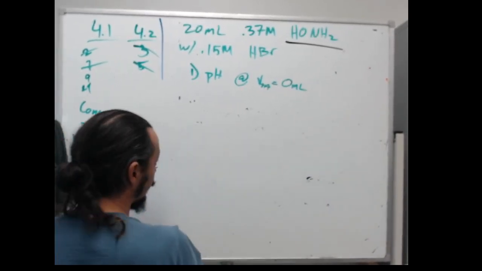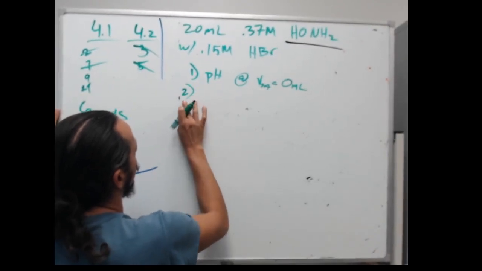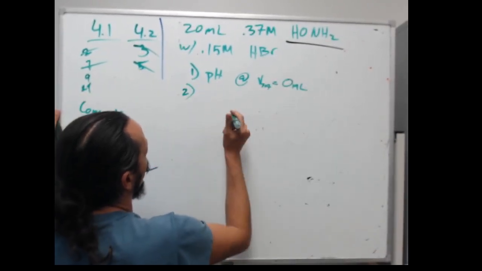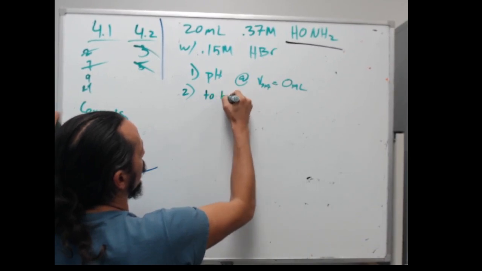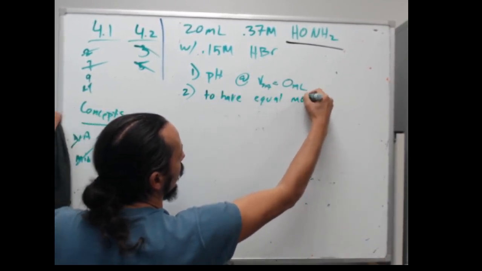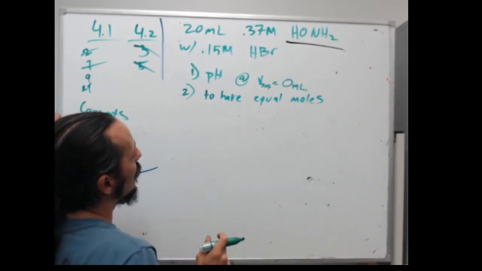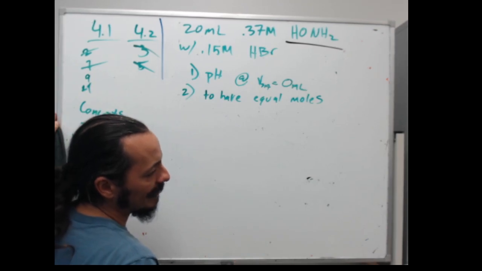Number 2. What volume of acid is needed to add the same number of moles of acid as base? Okay, so we want to have equal moles. So that's kind of a weird way to say what volume to get to the equivalence point.